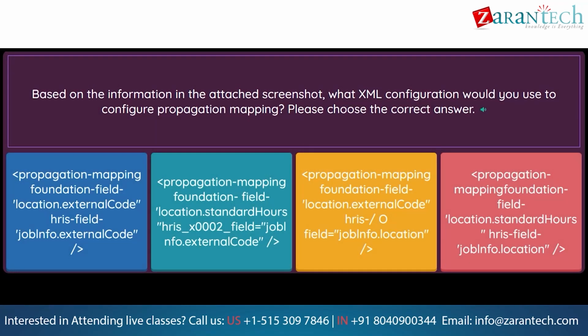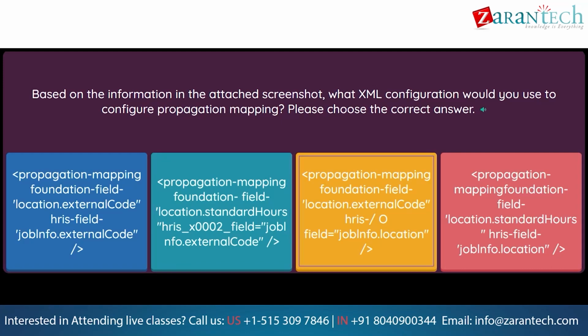Question: based on the information in the attached screenshot, what XML configuration would you use to configure propagation mapping? Please choose the correct answer. Option 1: propagation mapping foundation field dash and hashtag 39, location.external code hrs field and hashtag 39, joblunfo.external code /. Option 2: propagation mapping foundation field dash and hashtag 39, location dot standard hours hrs underscore x0002 underscore field equals joblunfo dot external code slash.